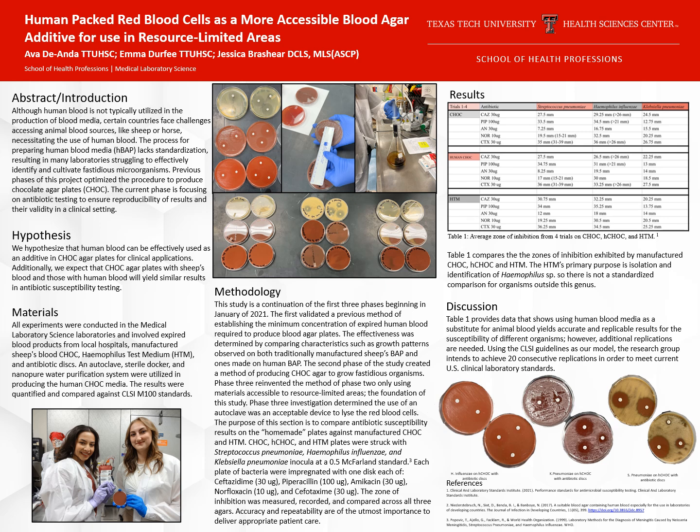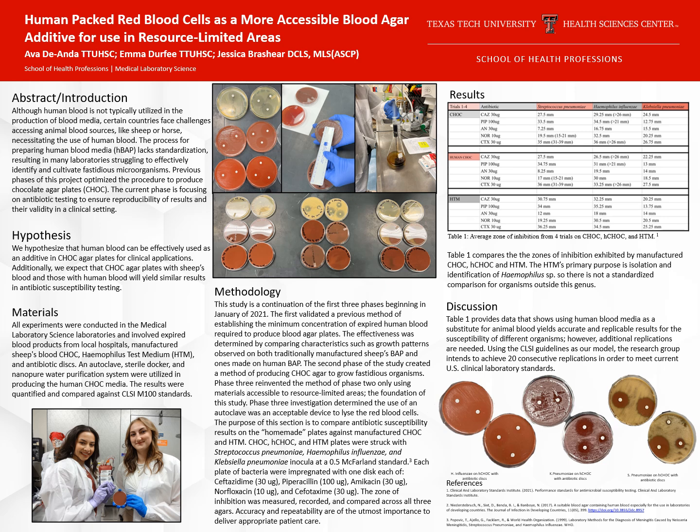A closer look at the plates that Ms. Deanda and I made are provided below the discussion section of the poster. To conduct our experiments, we used expired blood products from local hospitals, commercially manufactured sheep's blood chocolate, Haemophilus test medium, and antibiotic discs. Our process involved using an autoclave, sterile docker, and a nanopure water purification system to prepare human chocolate media. The methodology is a continuation of previous phases.